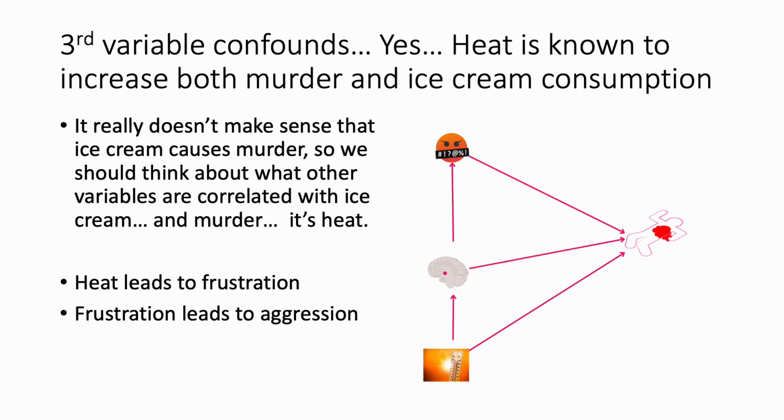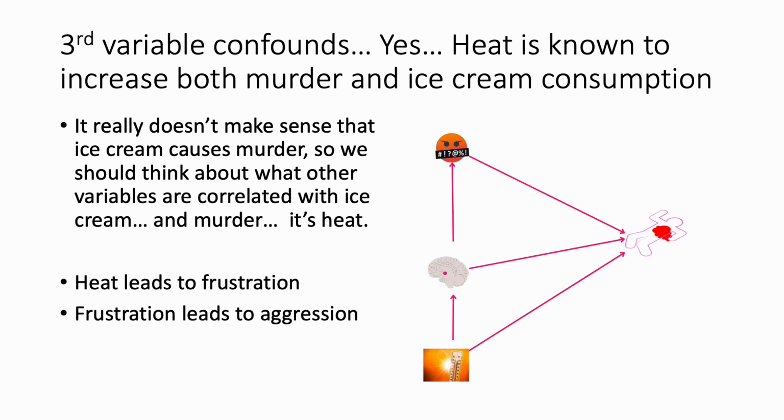Remember earlier when I said we have to think about the third variable problem? A third variable that can cause both ice cream sales and murder is heat. Heat is the third variable here. Other people have verified this. That causes both ice cream sales and murders. Specifically, we think that heat causes changes in our brain that make us feel angry and frustrated. This frustration causes us to murder. I'm sure it's more complicated.